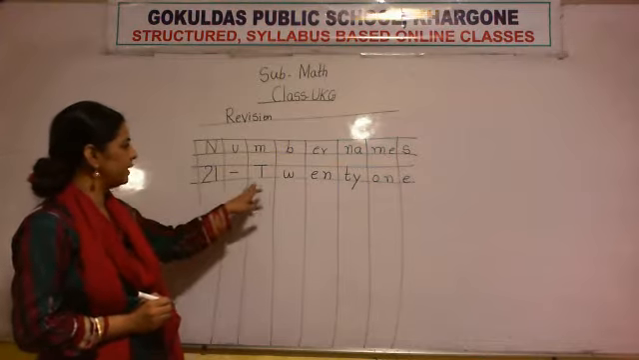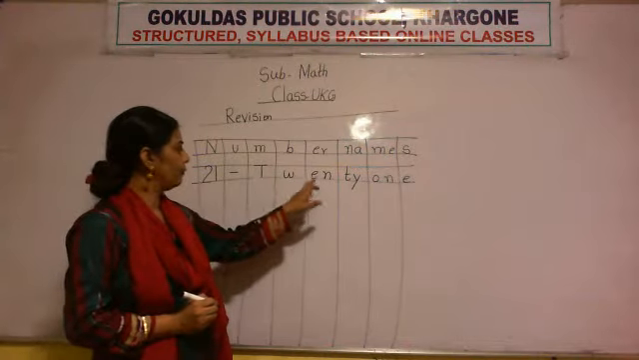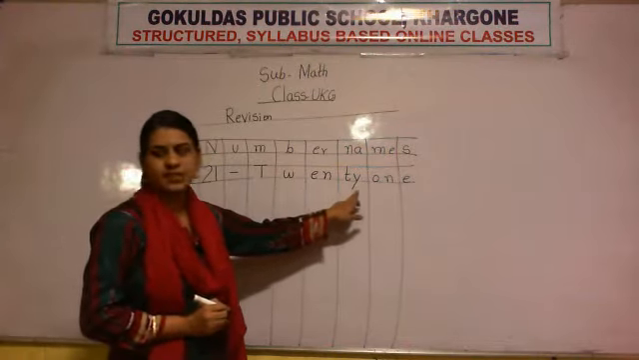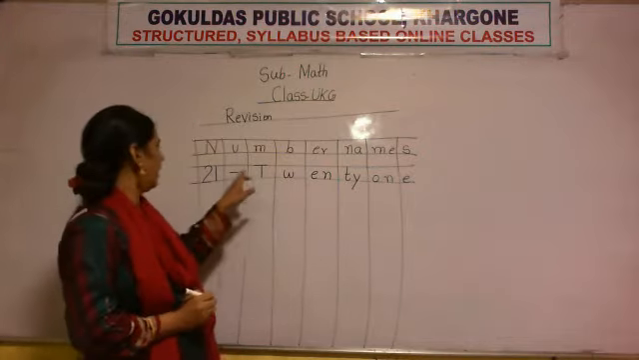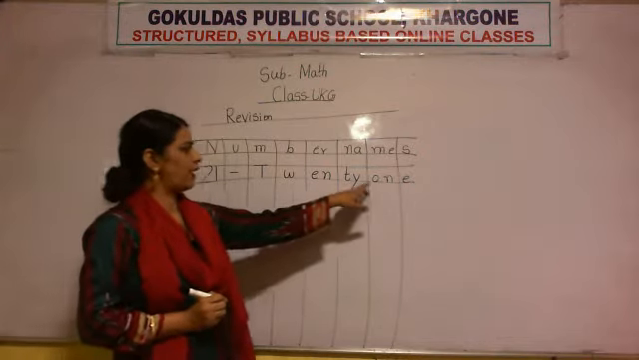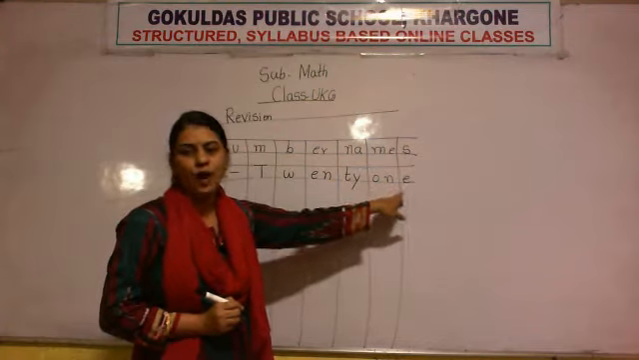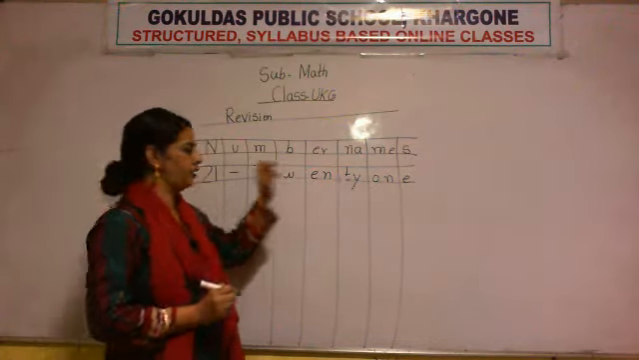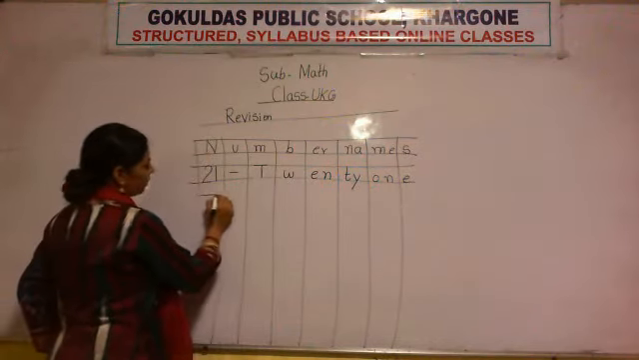Now repeat after me. TWENTY. This is the spelling of 20. And what is written here? 1. So the spelling of 1 is ONE. So 21. Okay. After that give one column gap here.